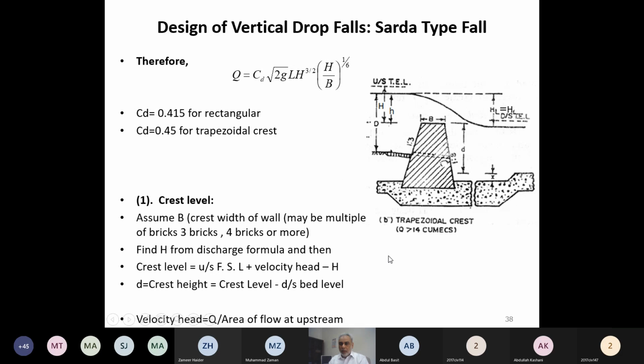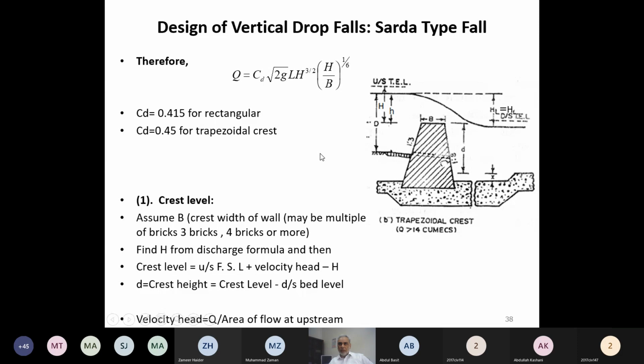Coming to the question of how to start the design for a crest, we assume a certain value of width based upon the discharges which we are utilizing, like 10, 12, 14 cubics. We utilize some value close to 2, 3, 4 bricks thickness, like 0.8 meter, 0.7 meter, 0.9 meters, things like that. We decide that this is the assumed top width of the crest.